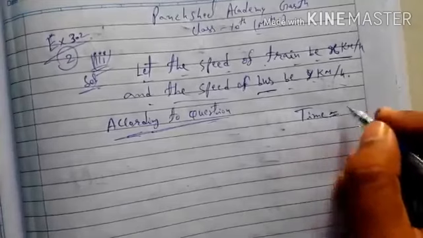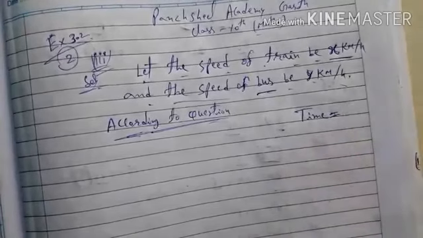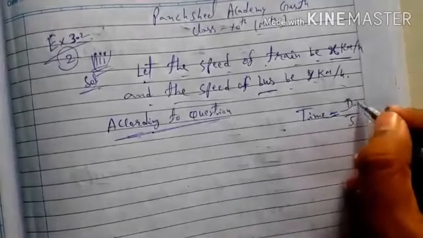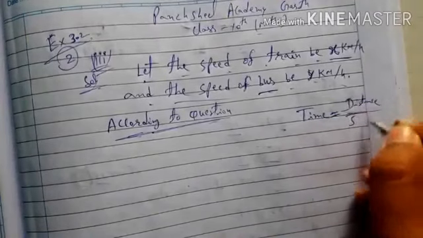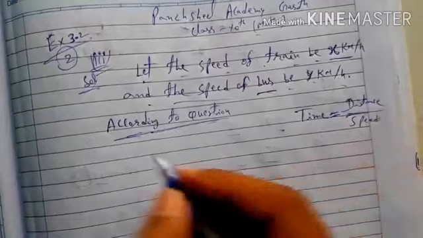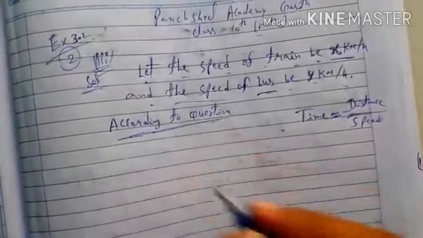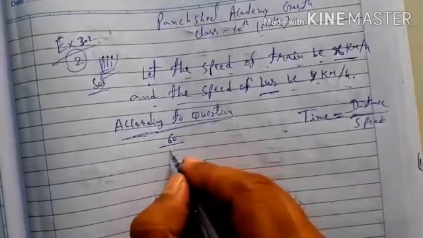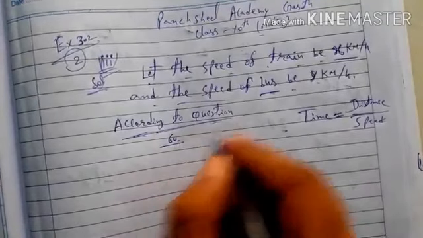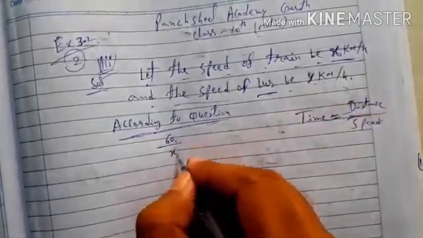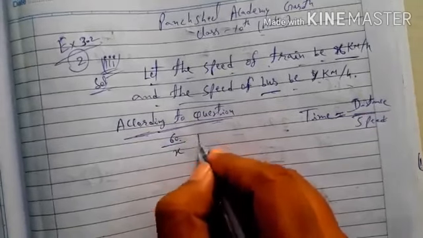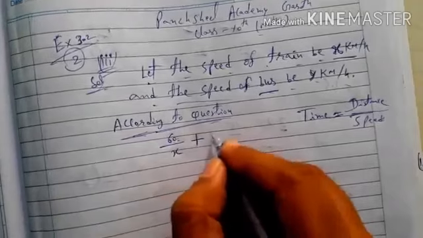So we find the time, and the time formula is distance upon speed. You know the formula of time: distance upon speed. According to the question, the distance is 60 kilometers by train, and the speed is x. So 60 by x is the time taken by train, plus we have to add the time taken by bus.